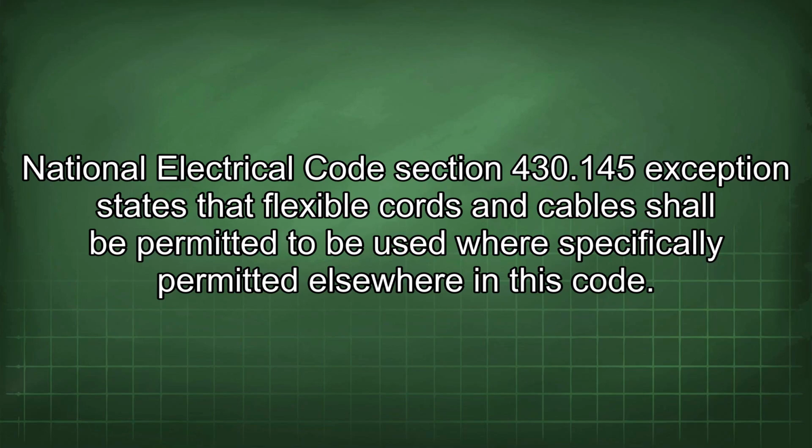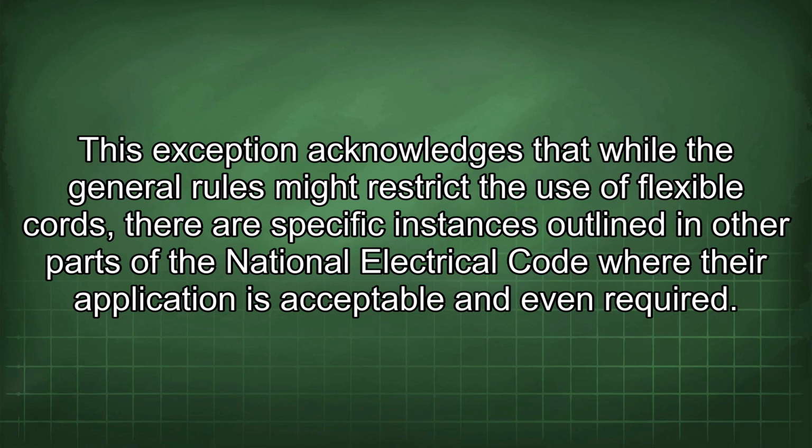National Electrical Code Section 430.145 exception states that flexible cords and cables shall be permitted to be used where specifically permitted elsewhere in this code. This exception acknowledges that while the general rules might restrict the use of flexible cords, there are specific instances outlined in other parts of the National Electrical Code where their application is acceptable and even required.